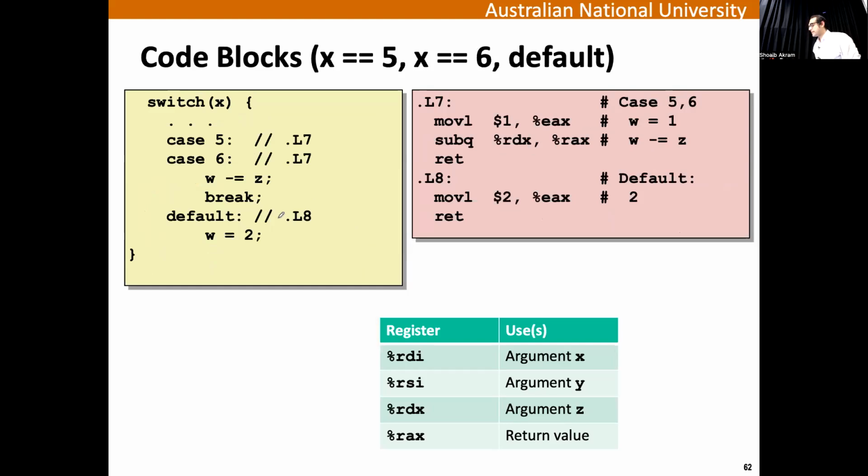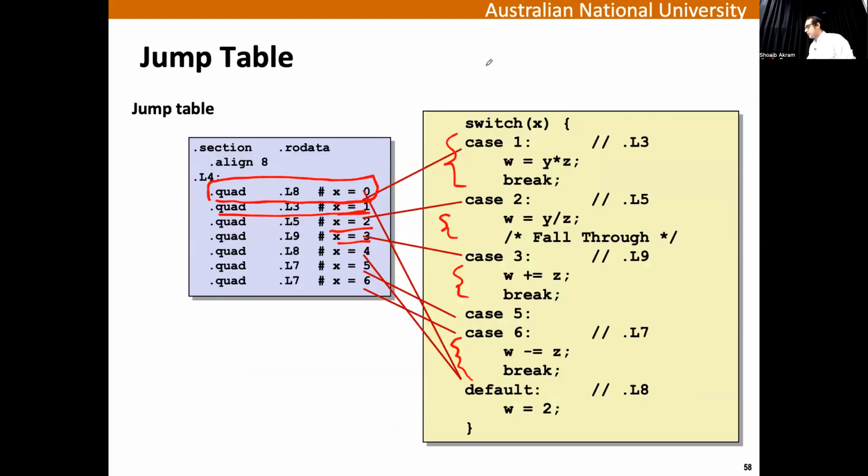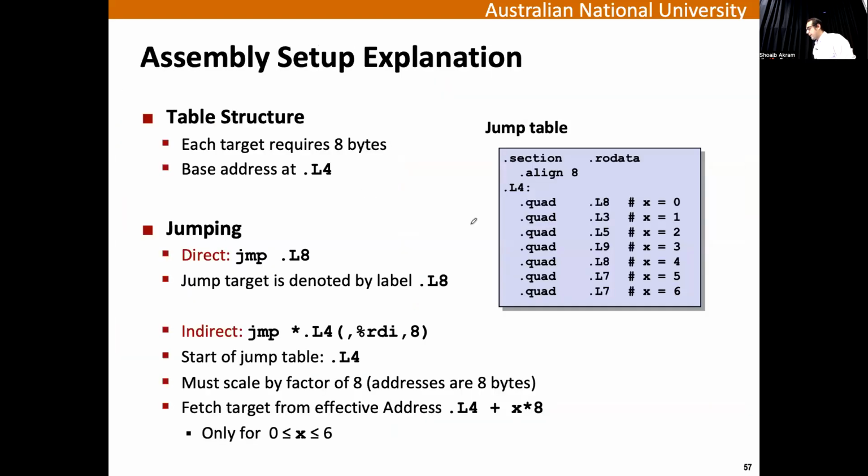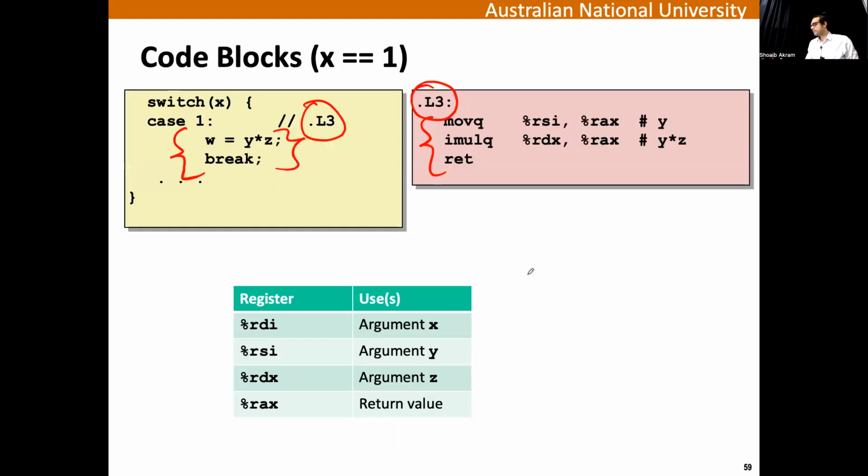If you have two cases that execute the same code block, you can, if you check the jump table here, corresponding to x equals 5 and x equals 6, you have the label L7. You jump to the same address in memory because you want to execute the same code for these two labels.